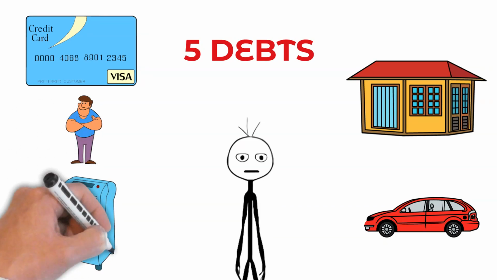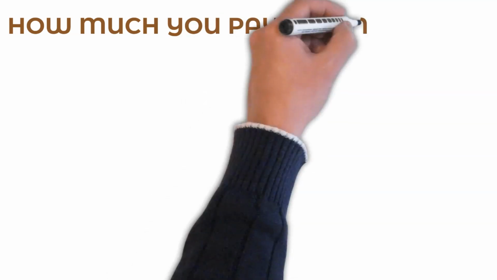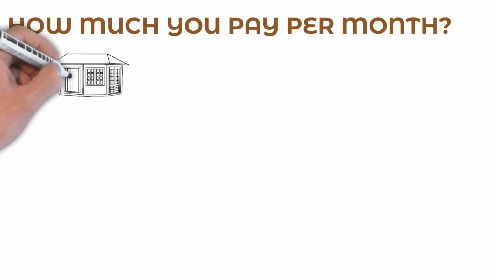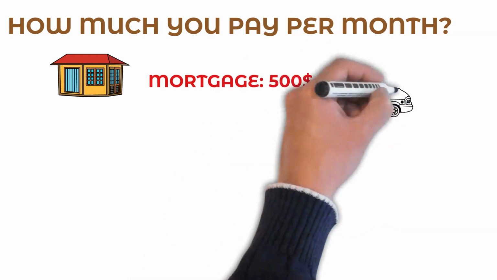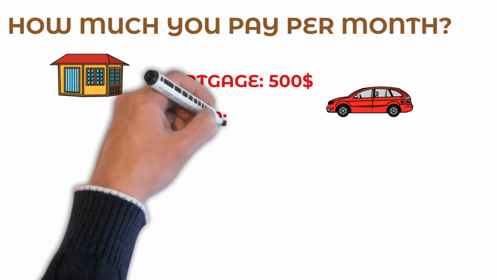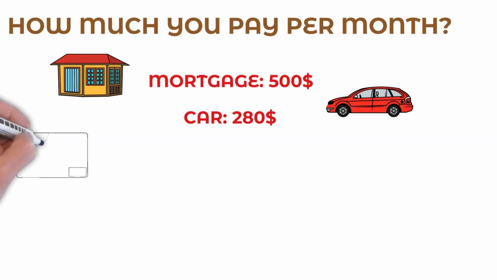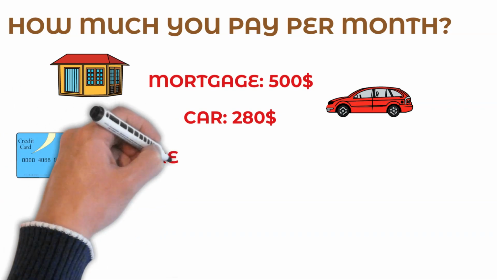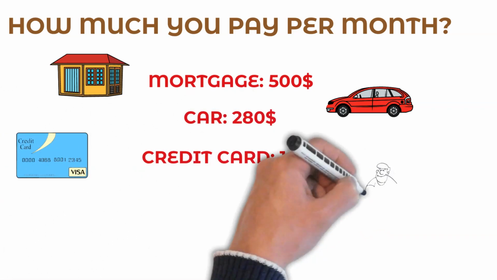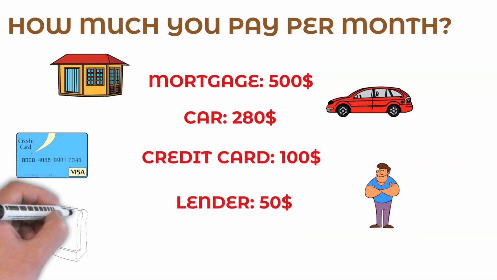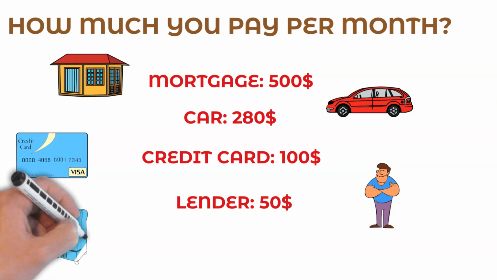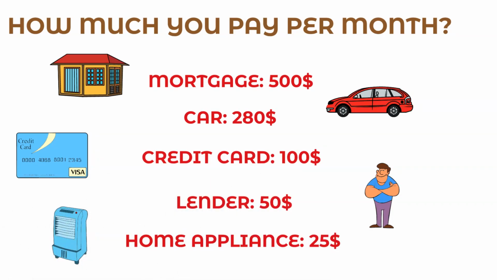Once the debts have been identified, it is necessary to identify how much is paid monthly for each of them. For the mortgage, Bob pays a monthly payment of €500. For the car, €280. For the credit card, a minimum payment of €100. With the lender, he pays €50, and with the trading house, he pays only €25.